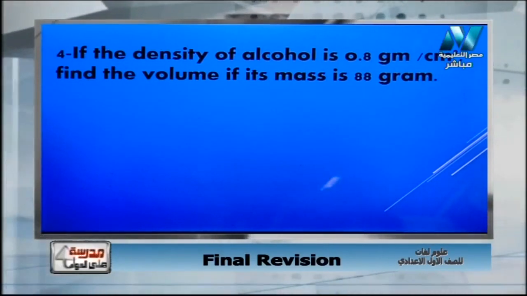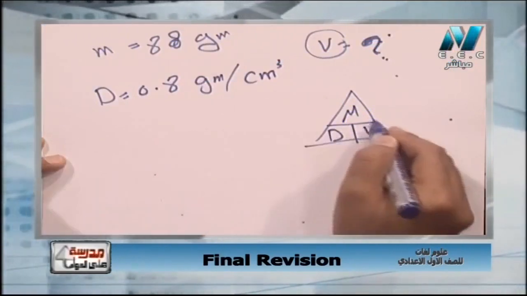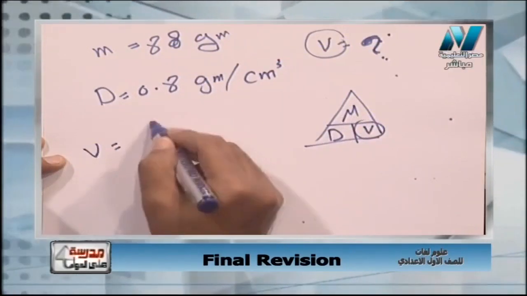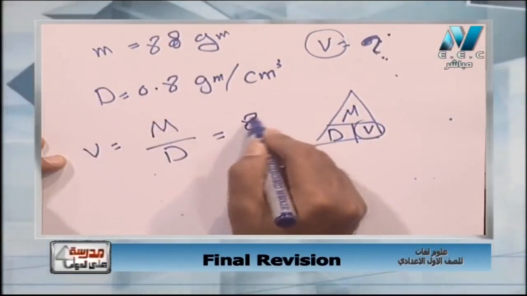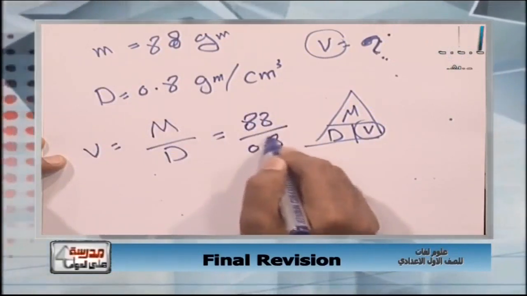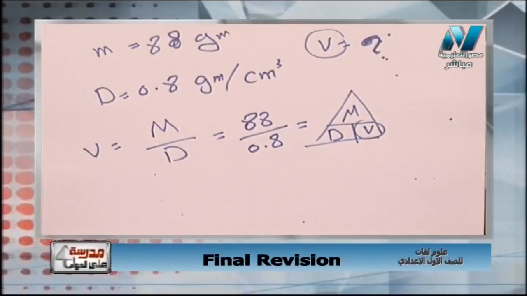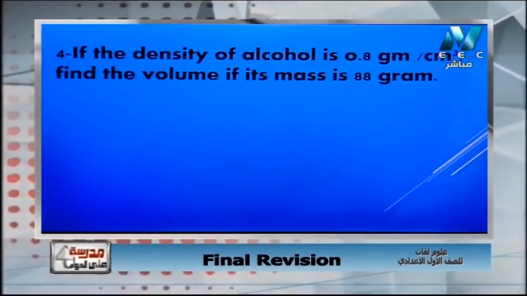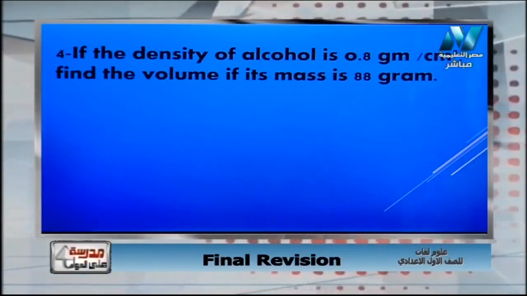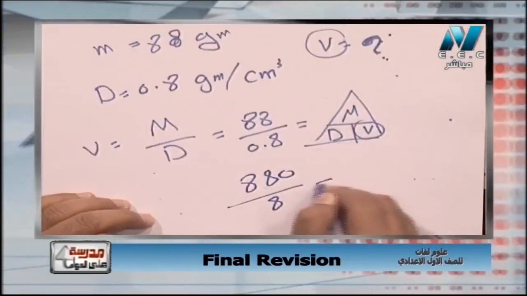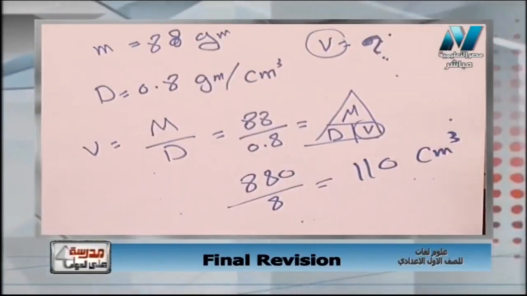This is our triangle again: mass, density, volume. He needs volume, so volume equals mass over density. Mass is 88 divided by 0.8. Now we need, I think, a calculator. So it will be 880 divided by 8, which is 110 cubic centimeter.